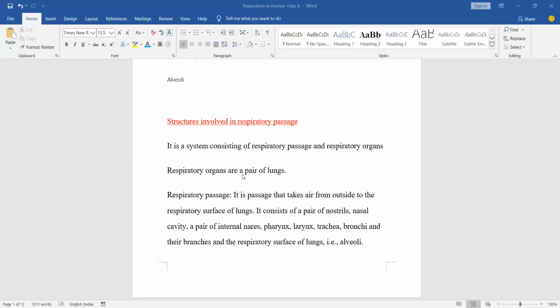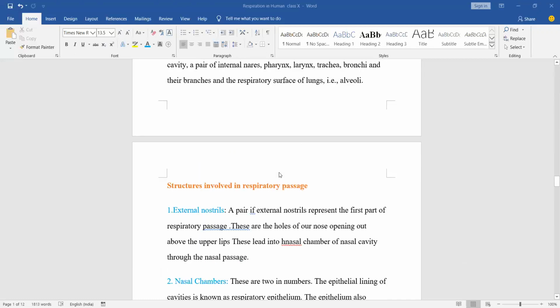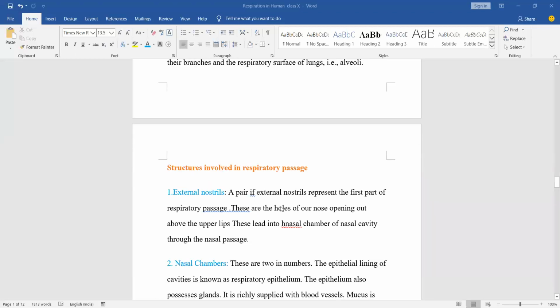First, about the external nostril. There is a pair of external nostrils present in the first part of respiratory passage. These are the holes of our nose opening out above the upper lips. This leads to the nasal chamber or nasal cavity through the nasal passage. Nasal chambers are two in number. The epithelial lining of cavities is known as respiratory epithelium.